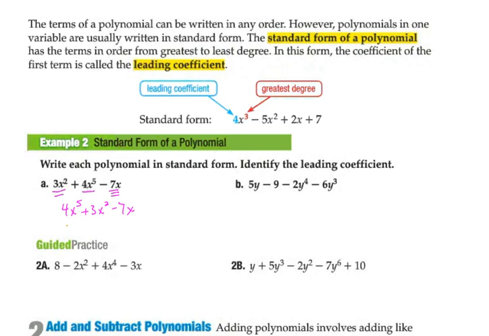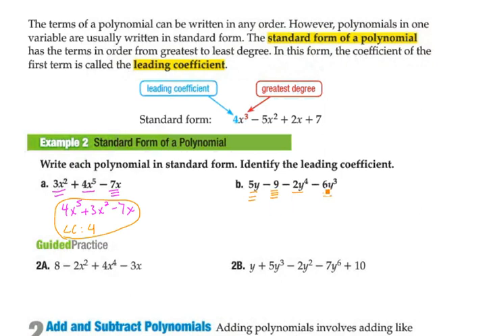Leading coefficient then is 4. So I have them in standard form. I realize my leading coefficient is 4. Okay, going through these steps again, looking at that greatest degree. I'm going straight for that 4. Then I see a 3, I see a 1, and I see a none.